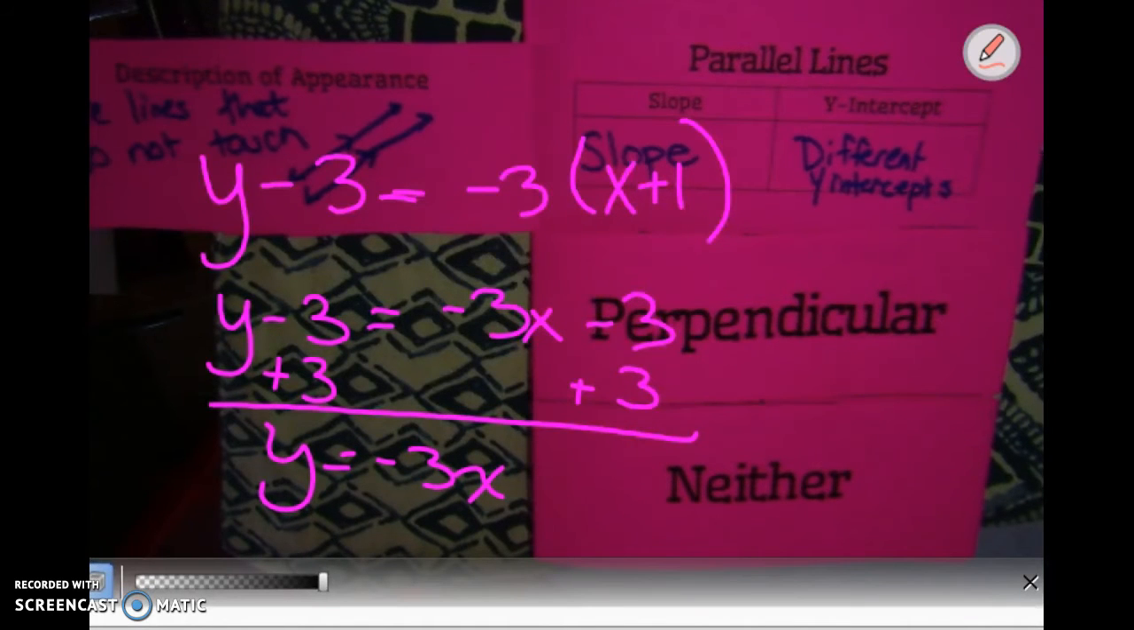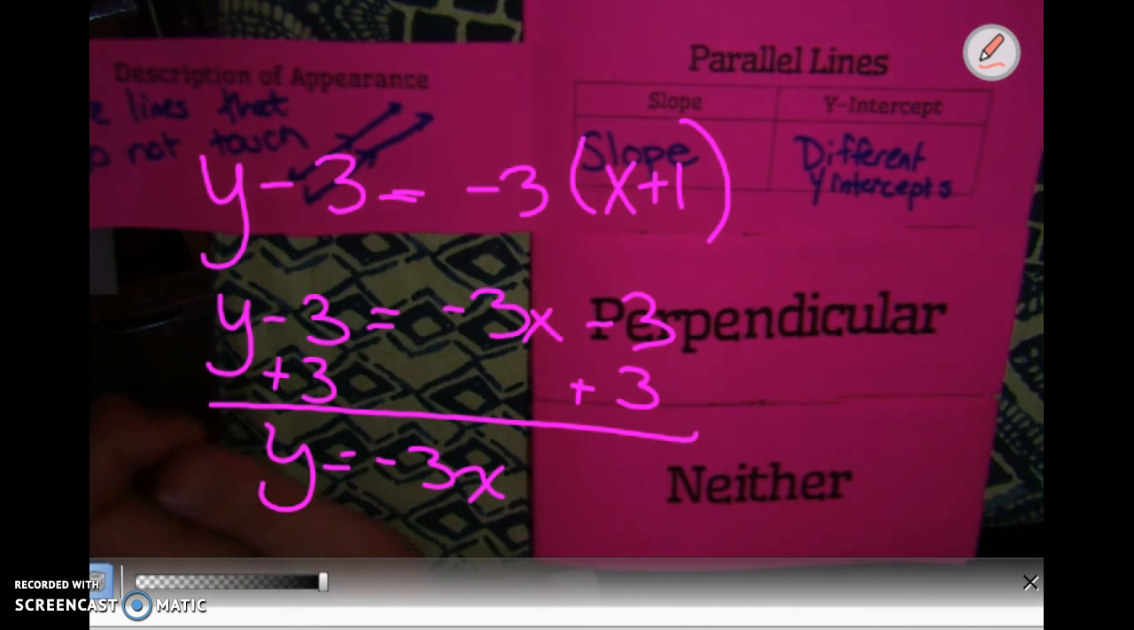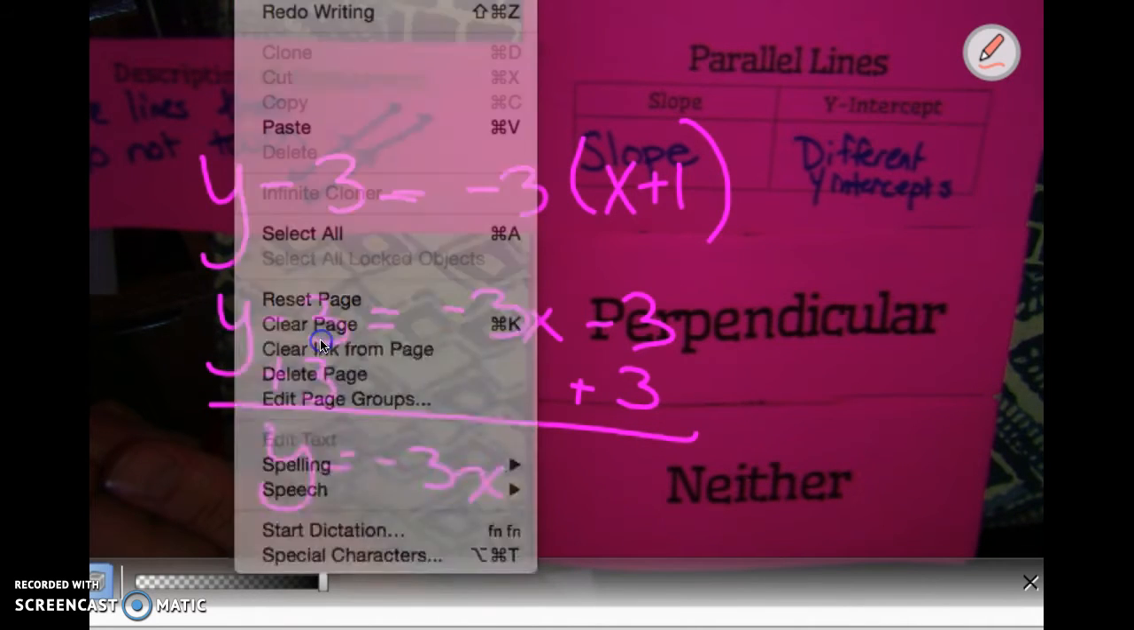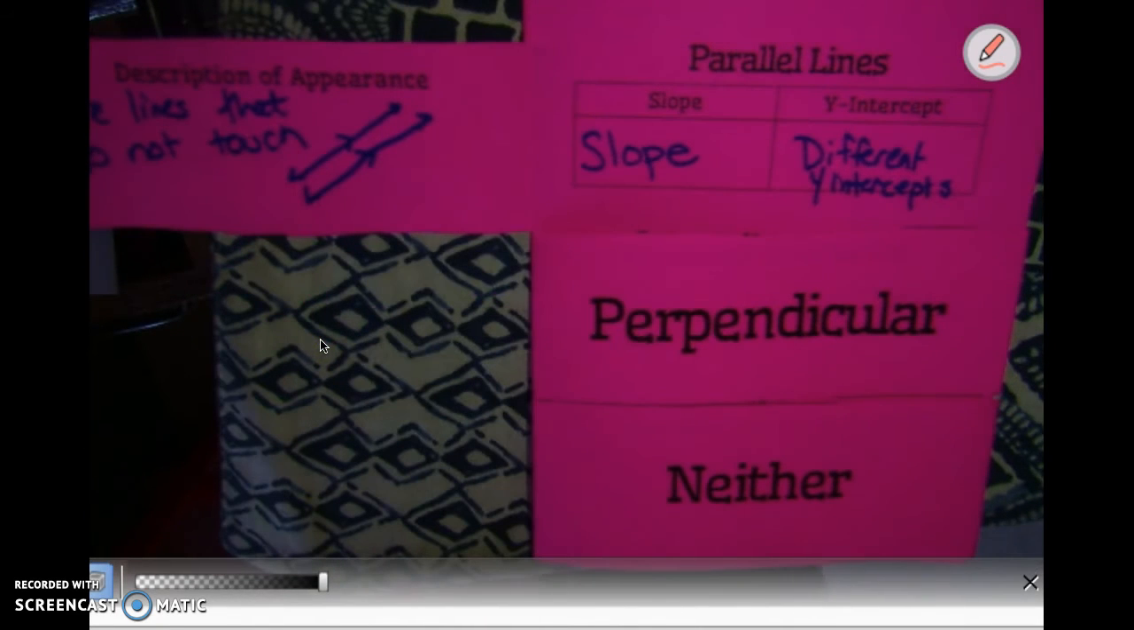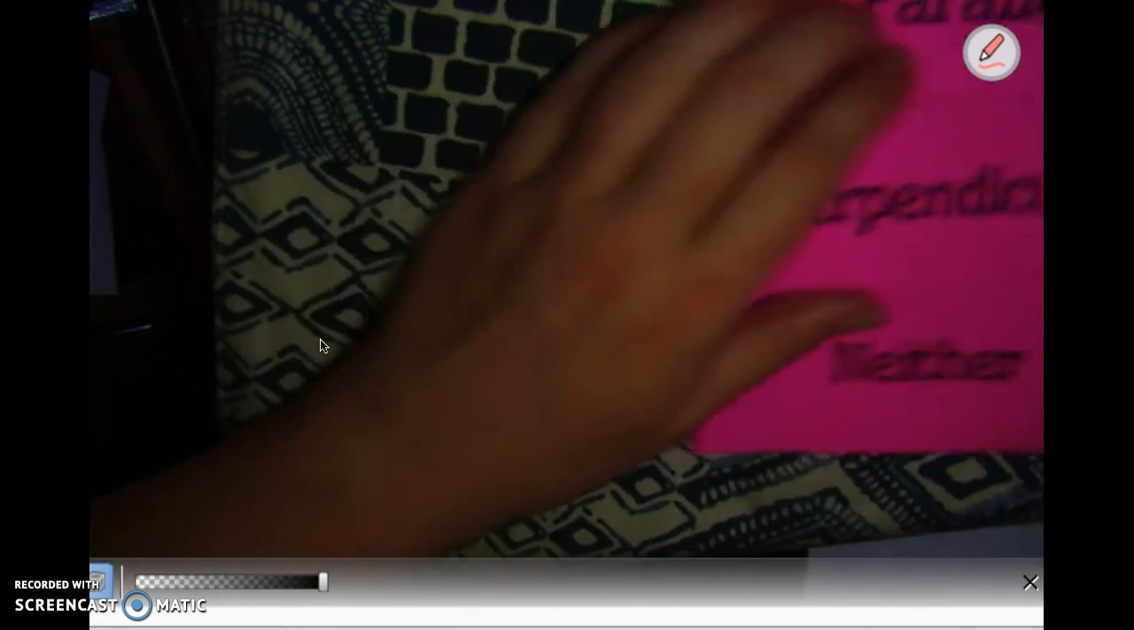Now let's go back. If we're going to venture back now, perpendicular. Anybody think they can tell me the definition of a perpendicular line? Alejandra, what do you got? They cross, and they cross at a very specific angle. Very good.